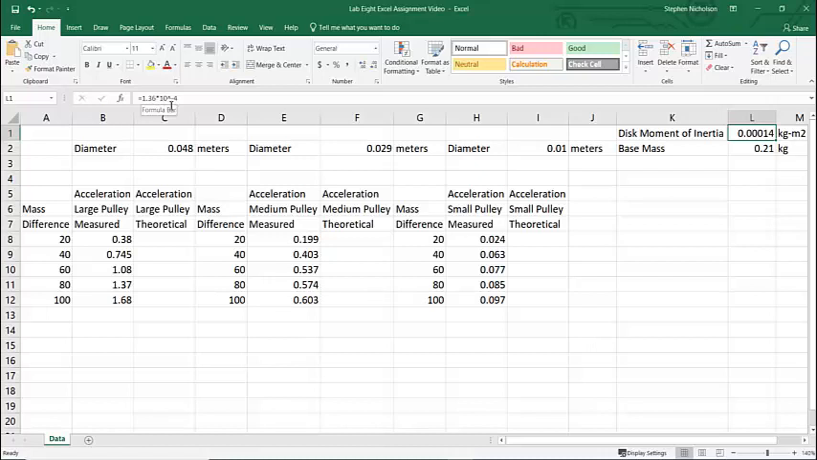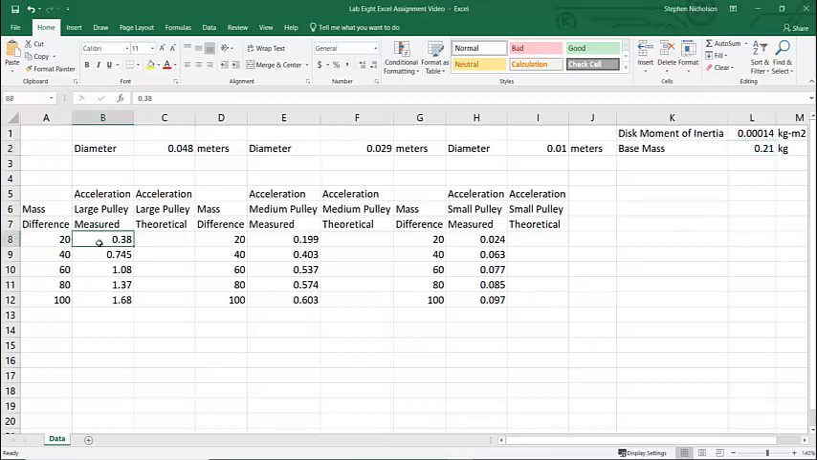Let's all use the moment of inertia of the disk as 1.36 times 10 to the minus 4. You can see I have written it as equals 1.36 times 10 hat negative 4, and it writes it out in non-scientific notation here. The mass here, the base mass, is the 200 gram masses plus the 2 hangers. That's the base inertia, so 210 grams or 0.21 kilograms.